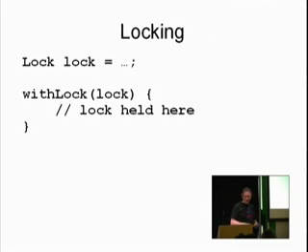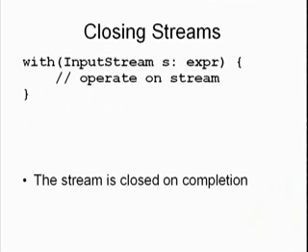I already mentioned being able to lock using Java util concurrent locks. Briefly, this is a common problem. You open a stream and you want to do some stuff with a stream, and when you're done, you want to make sure it's closed. Whether an exception is thrown, no matter how you get out of the block, you want to make sure you close the stream.